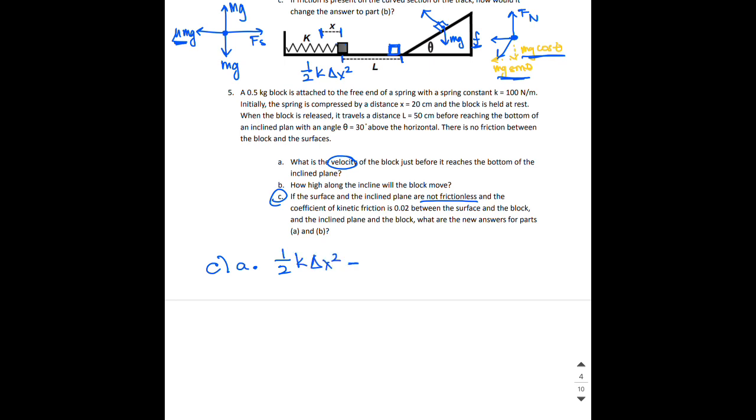minus the frictional force. And this frictional force is, when it's on the flat surface, mu times mg. And the distance it travels when it has friction is the delta x distance plus my length of horizontal surface once the spring lets go. So this is going to give me my new energy once friction has been absorbed, and that new energy is going to be what's left of kinetic energy when it reaches the end of this ramp. So that's going to be what I'm solving for here.